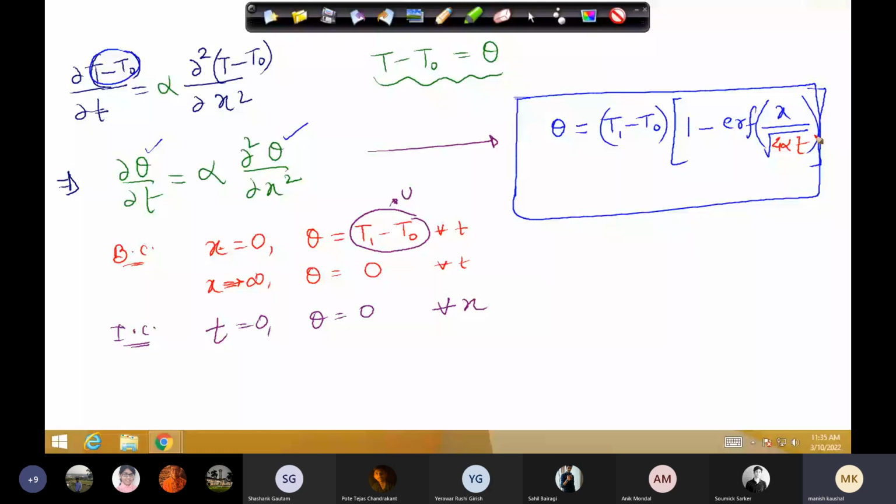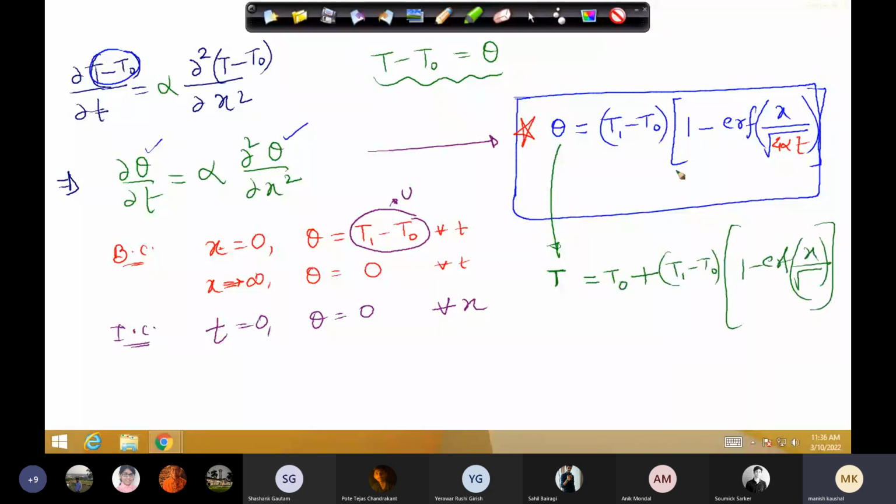So theta is this. Now, if you want to check whether it's correct or not, you can write theta in terms of our actual. So what was our theta actually? Theta is nothing but T minus T naught. Okay, you see. So T naught we can send that side. So T equals T naught plus (T1 minus T naught) times 1 minus ERF of x by square root of 4 alpha t. Okay.